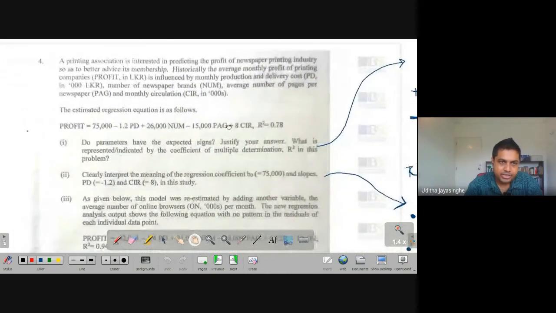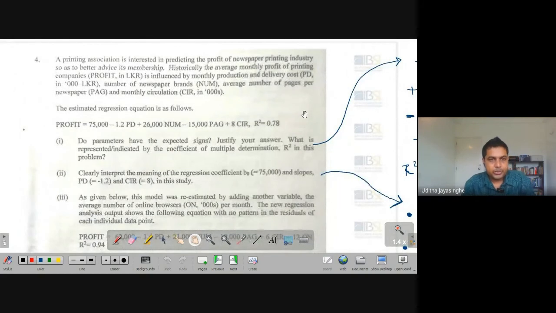Let's carefully go through the question. A printing association is interested in predicting the profit of the newspaper printing industry so as to better advise its membership. Historically, the average monthly profit of printing, now this is the dependent variable, profit in rupees, is influenced by monthly production and delivery cost, PD. One variable they brought in: production and delivery cost in 1000 rupees.